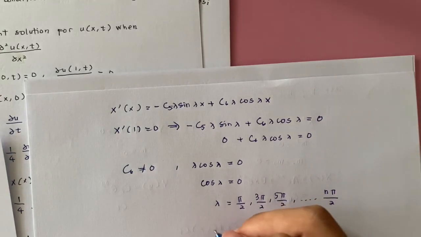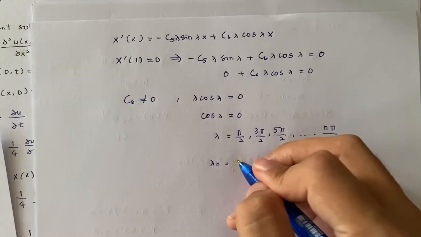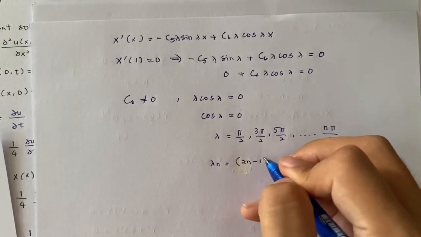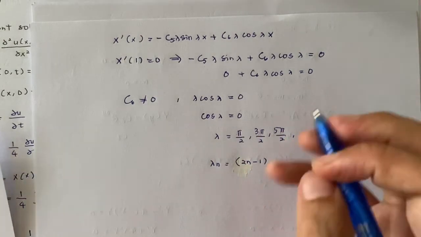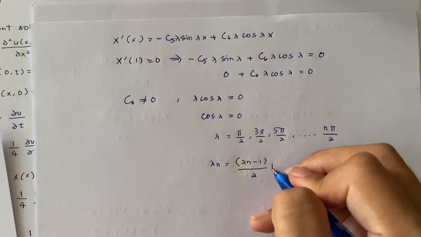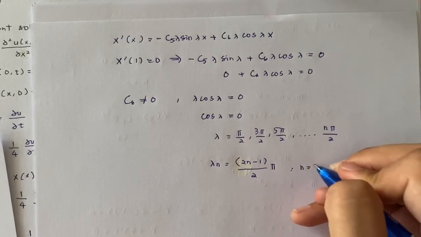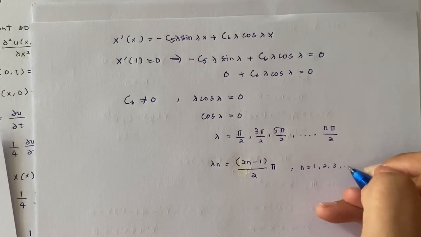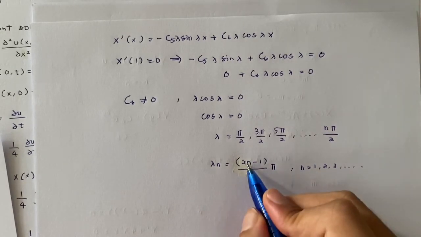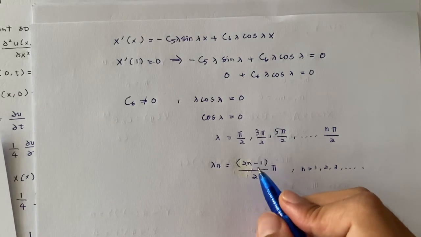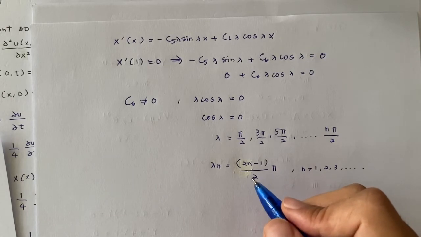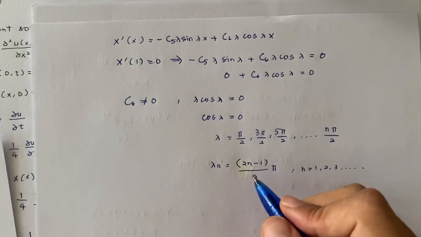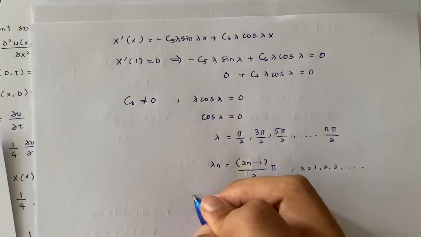Okay, so basically if you want to generalize the lambda, this will be 2n minus 1, because this is an odd number, 1, 3, 5, 7, over 2 pi. Then n can be equal to 1, 2, 3. If you substitute n equal to 1, you have pi over 2. Substitute n equal to 2, you have 3 pi over 2. So we have generalized our lambda n, our eigenvalues. So our eigenfunction, which is our xn, will be, substitute the value.